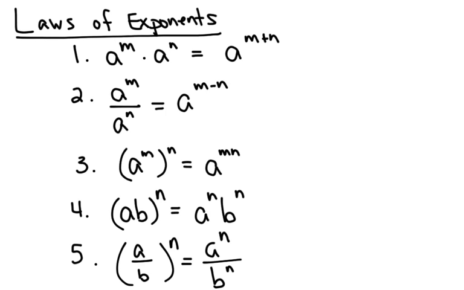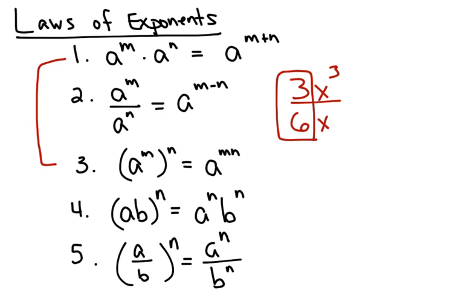Law 2 is the case where you subtract the exponents, and the only time you do that is when you are dividing and they have to have the same base. Remember, the only thing that gets subtracted are the exponents, because if you have a problem like 3x to the third over 6x, the coefficients, the numbers in front of the variables, they do not get subtracted, only exponents. Number 3 is the case where you multiply the exponents. 1 and 3 are often confused, so be careful about that.